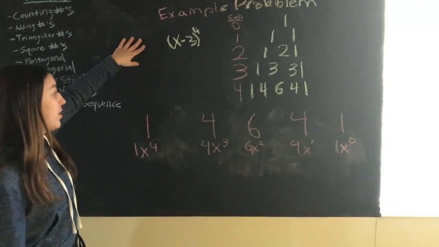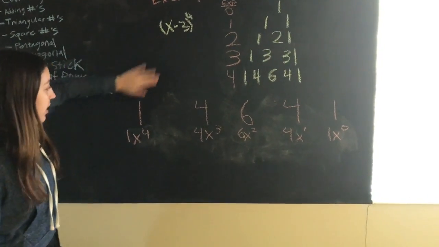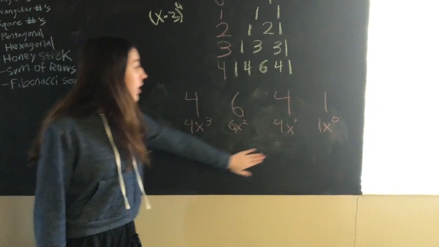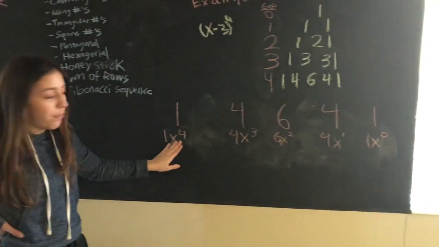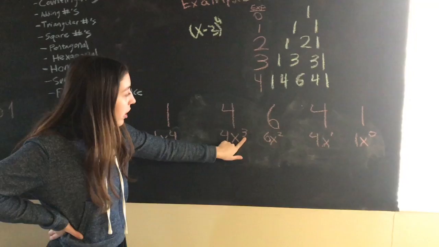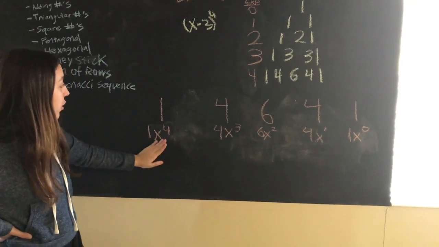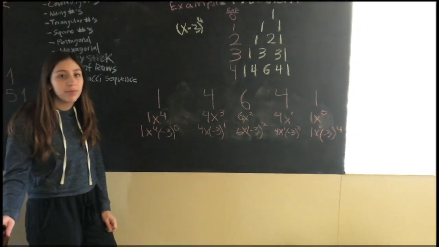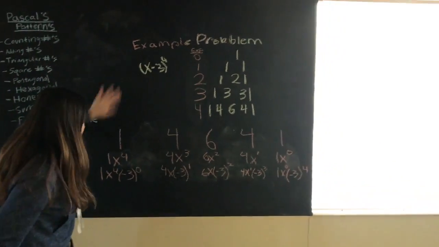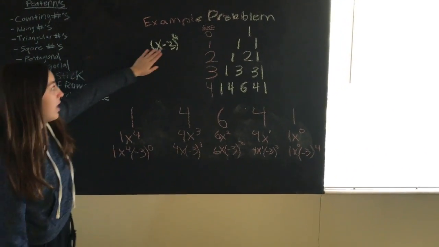Okay, the next step would be to plug in the x with all of these numbers. You're going to start off with x to the exponent of 4, and as you keep going down, the exponents are going to go down by 1. So you're going to have 1x to the 4th, 4x to the 3rd, and etc., and you're going to keep going down.